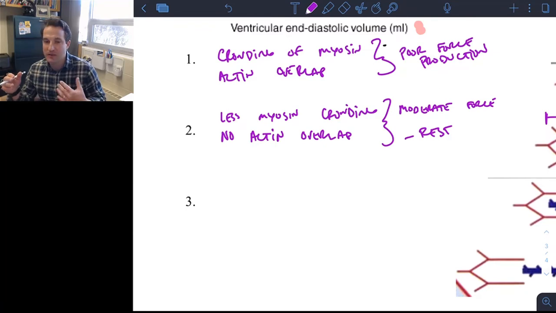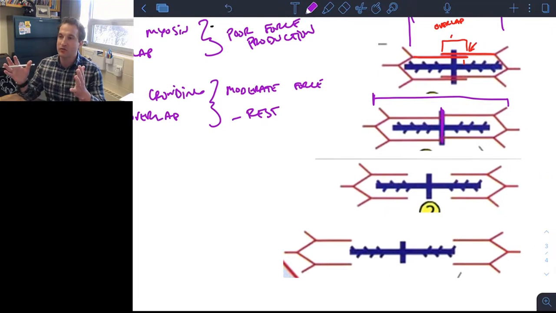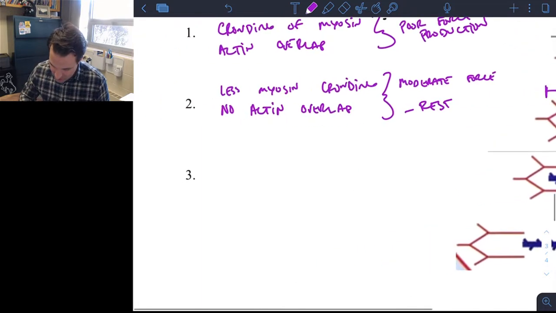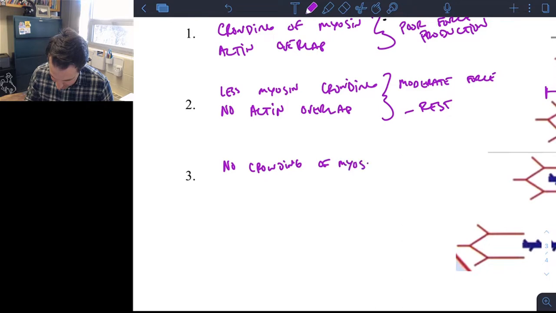Right now, our hearts are beating, getting oxygen and blood to the rest of our body, and that's a good thing. But we have times where we need more. So if you look at point number 3, this is during exercise. Our end diastolic volume is greater. We're getting more blood returned back to the heart, and therefore we're stretching those ventricles even more. Look at all this space right here. So in number 3, we have no crowding. And no overlap.